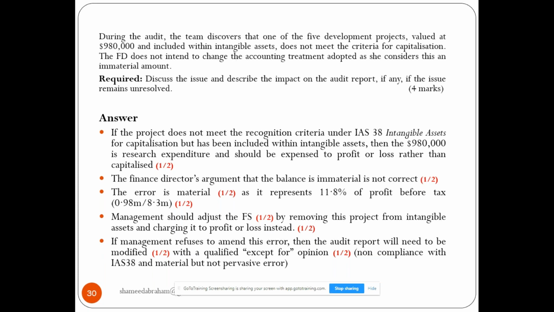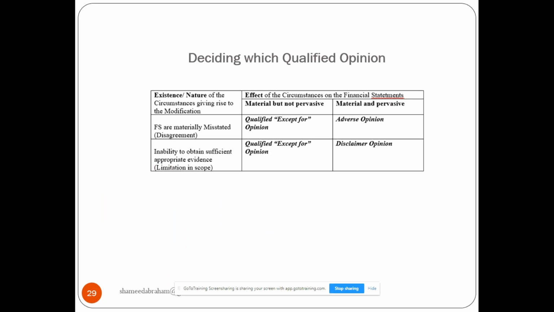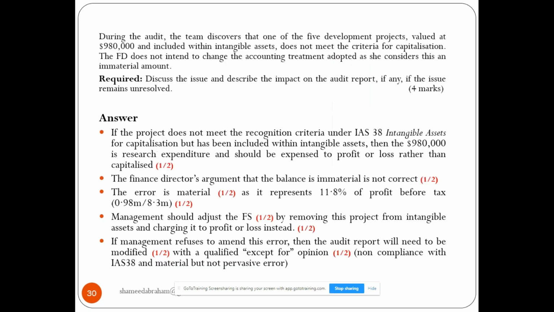Go back, ask yourself, do I have circumstances for a qualification? Do I have a circumstance? Yes, I have a circumstance. The first one, that the accounts are wrong, that the accounts are misstated, that if management, the question said that the intangible assets do not meet the criteria for capitalization.